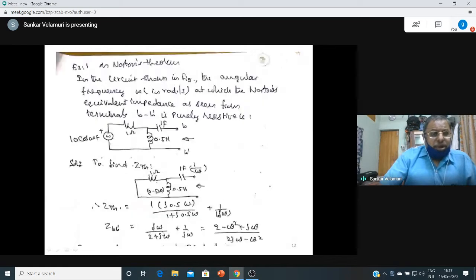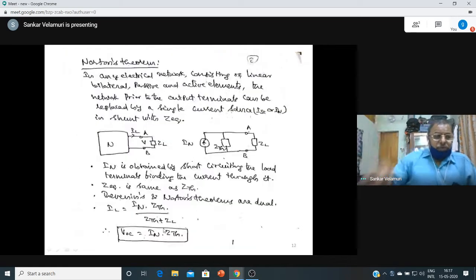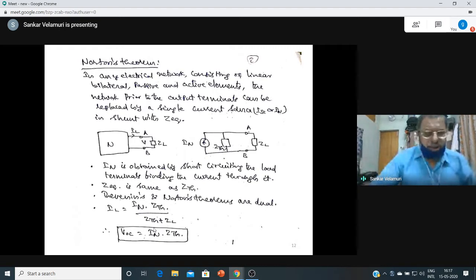Whatever statement has been given, it is applicable to linear elements only. For non-linear elements, it's not applicable. All those things that have been stated for Thevenin's equivalent are also applicable to Norton's theorem. Perhaps you might be aware. So I want to concentrate on some more problems on this.